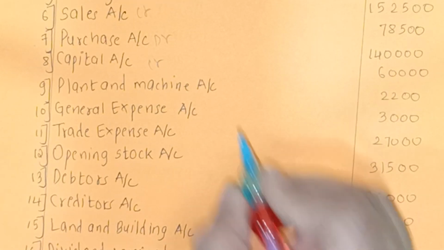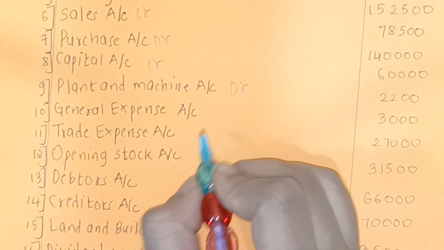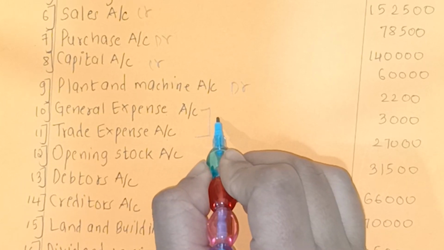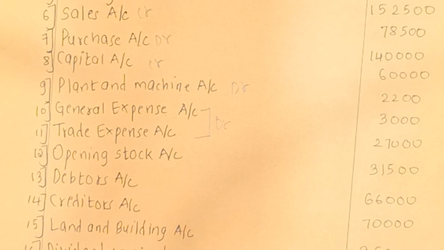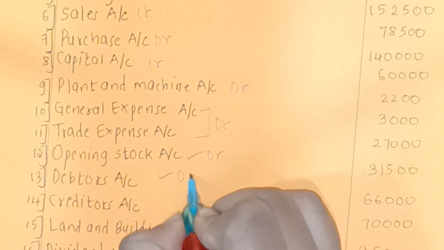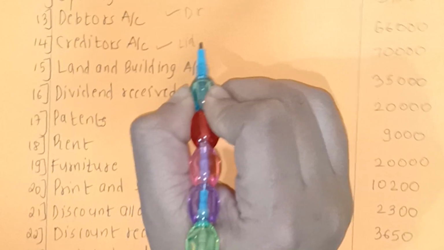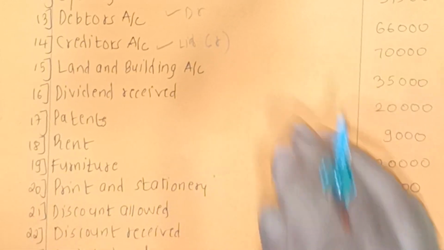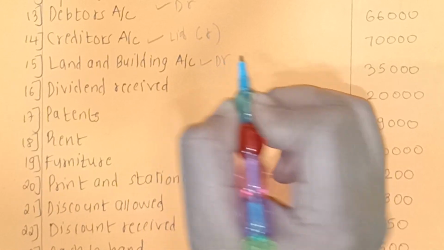Plant and machinery is again an asset, so debit side. General expenses, trade expenses, these are expenses, so they are on the debit side. Then we have opening stock. Opening stock is also an asset to us. So opening stock and debtors, debit side and debit side. Creditor is a liability to us, so therefore it will be on the credit side. Then we have land and building. It is an asset to us, so it will be debited.